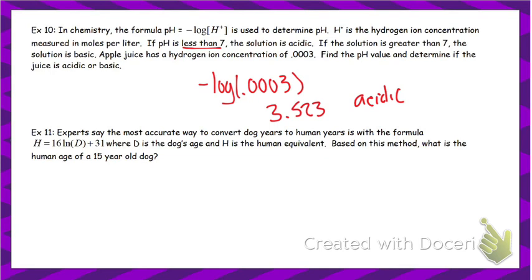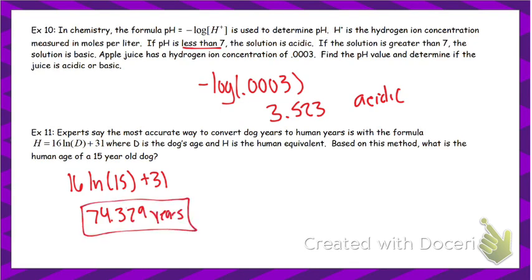So if you were to plug this in, it tells you H is the human equivalent and D is the dog's age. We want to find the human age of a 15-year-old dog. Well, I would do 16 times the natural log of 15 plus 31. Again, this is just a straight-up calculator question. If you plug that in, you get 74.329 years.